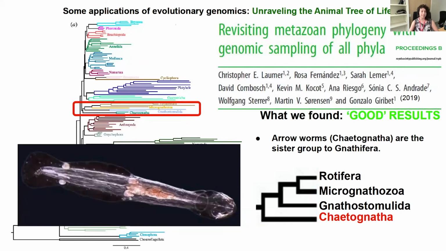happy to recover consistently in all the different analyses was the position of these guys here. These are called arrowworms or chaetognaths. And we recovered them as sister group to these other three animal phyla. And this was particularly interesting because the position of these guys had been jumping around a lot in the animal tree of life. So finding consistent signal to where they belong made us really happy.